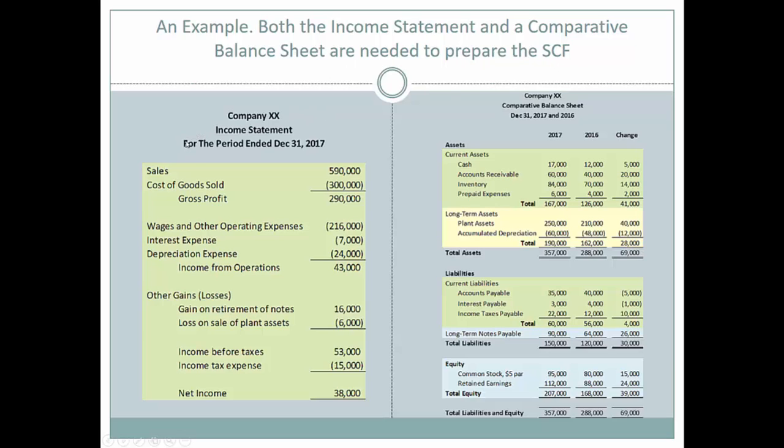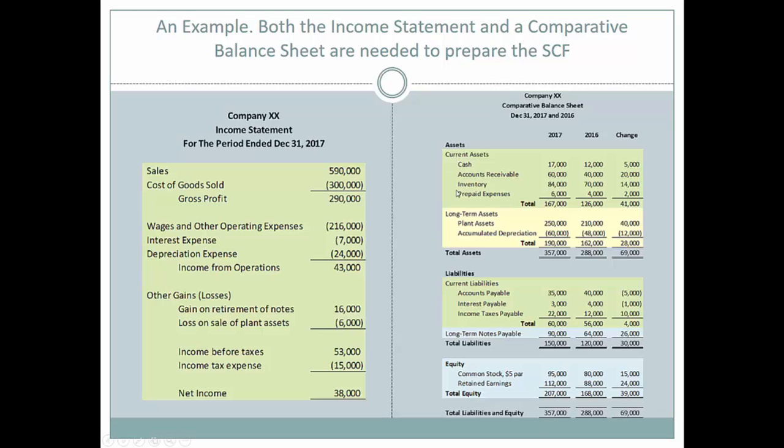So over here, we have an income statement. We have sales, cost of goods sold, gross profit, wages and other operating expenses, interest expense, depreciation expense, and here are all the income from operations. Additionally, we will have other gains and losses, such as a gain on a retirement of a note, a loss on the sale of a plant asset, income before taxes, income tax expense, and then net income. Over here, this is all in green, and it matches to the green over in this section because everything in green is related to the operating section.